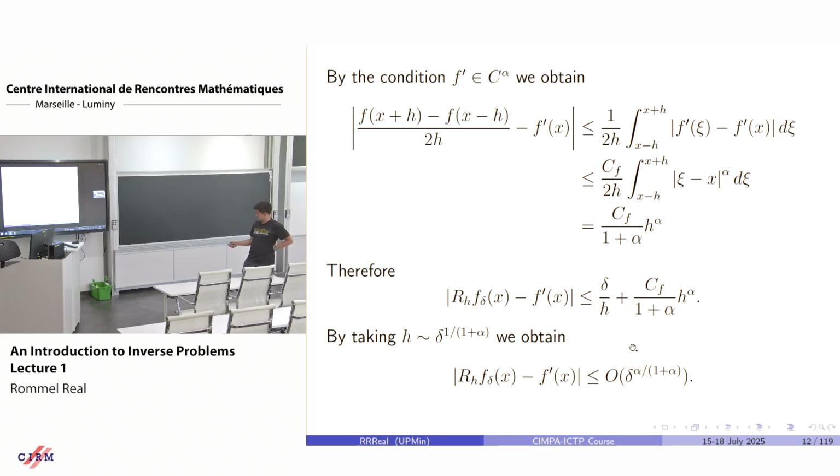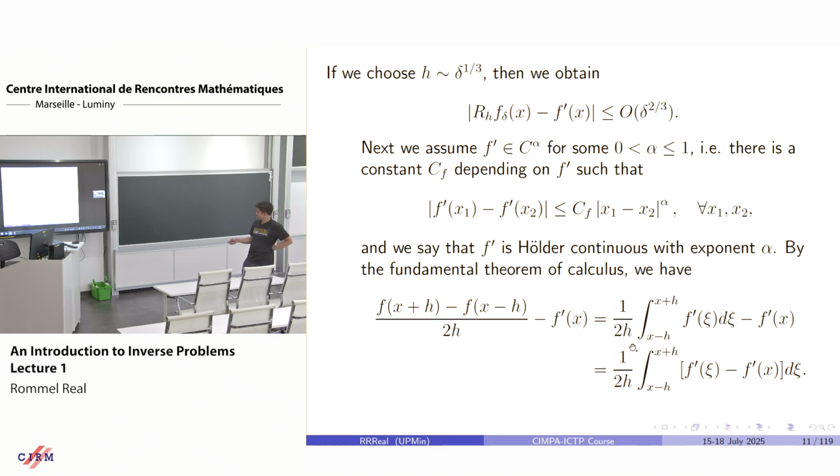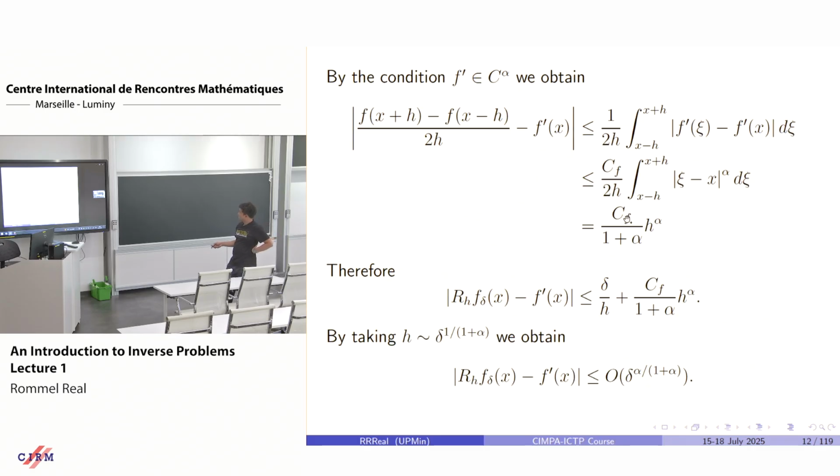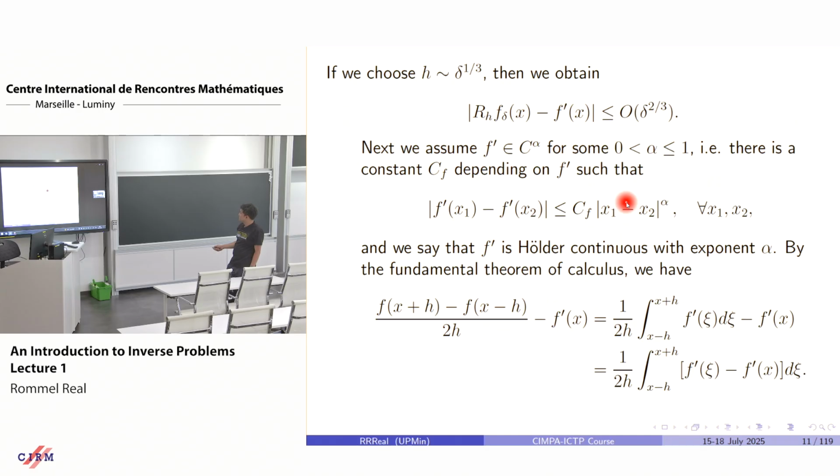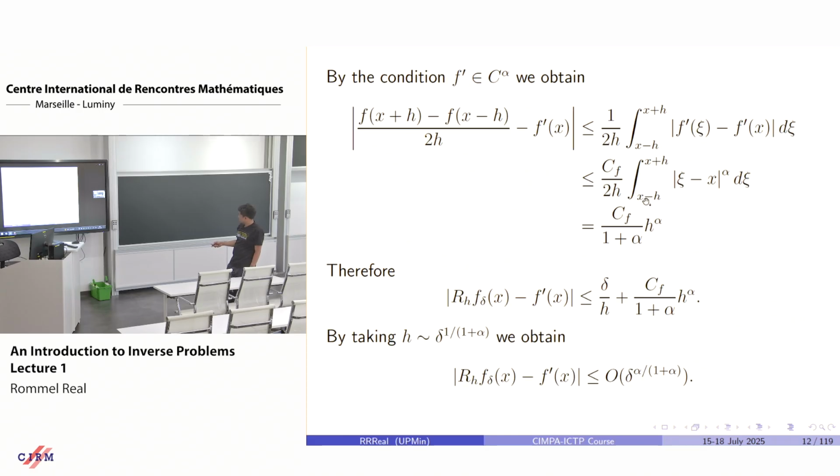In fact, we can actually show that the earlier delta to the 2/3 is of optimal order. That means if you consider the values of alpha here, then we can see that the maximum is obtained at alpha over 1 plus alpha.